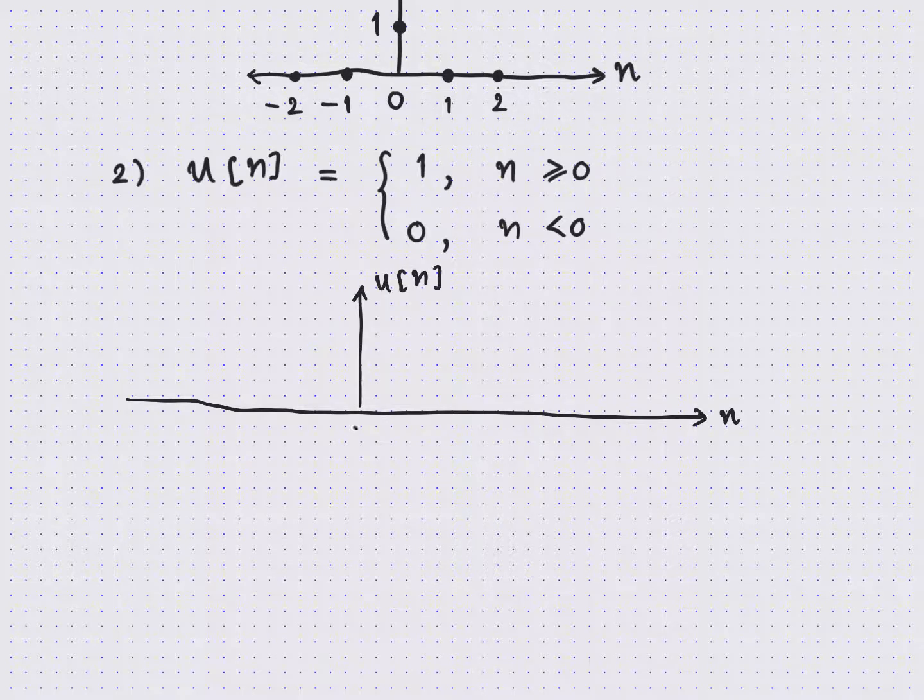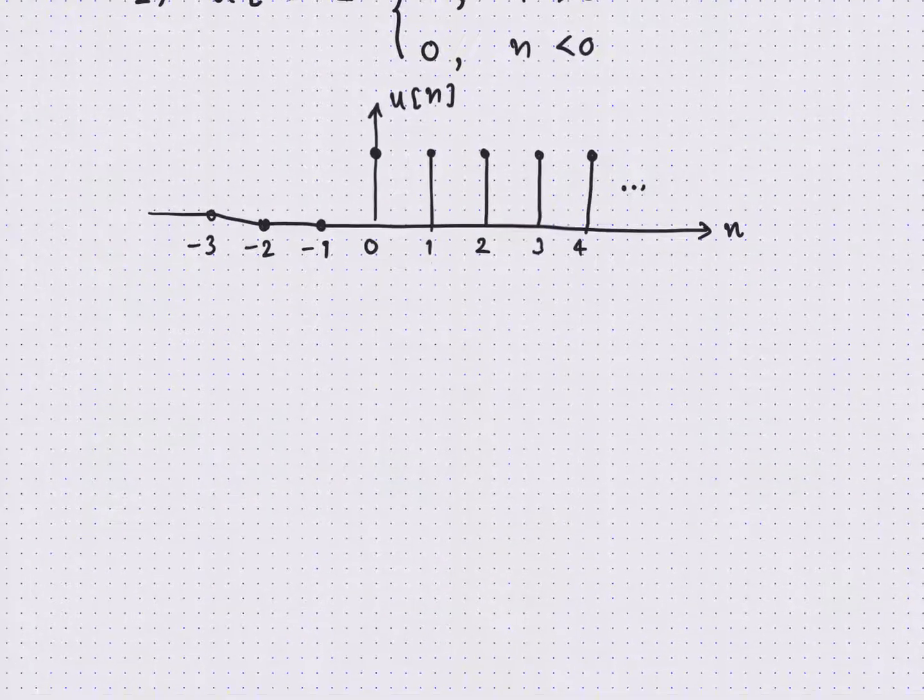So here u n is equal to 1 when n equals 0, 1, 2, 3, 4, and so on. So we use a stem plot like so. This type of stem plot you see very often. And here 2, 3, 4, and then it is equal to 0 when n is negative: minus 1, minus 2, minus 3. So this is u n.